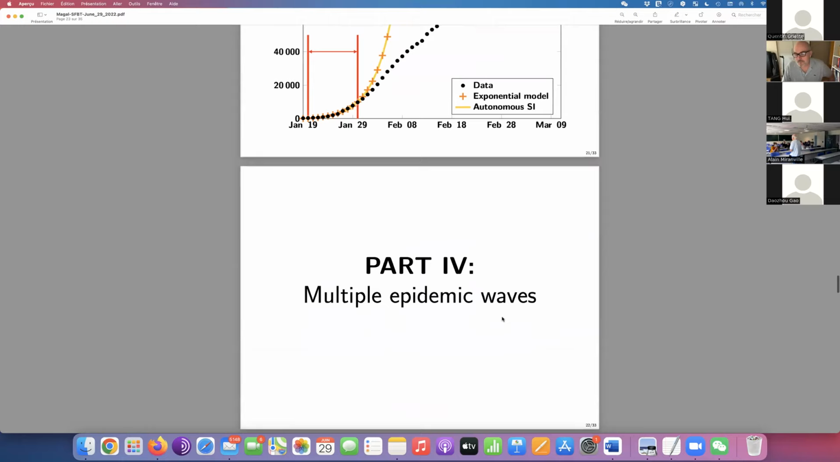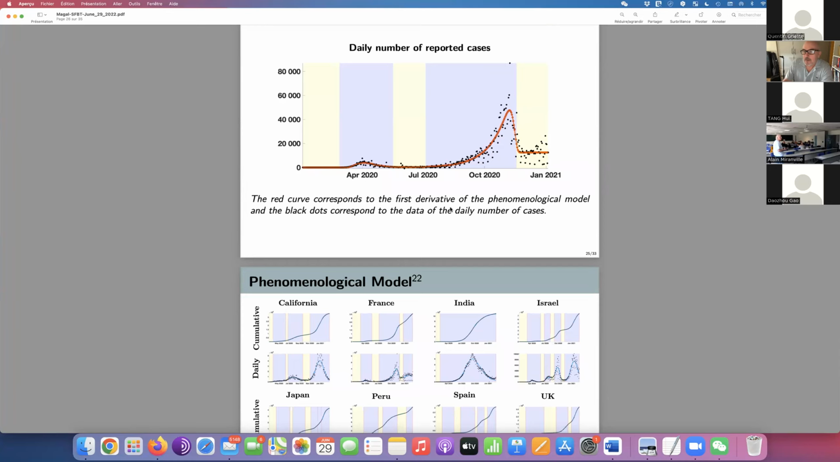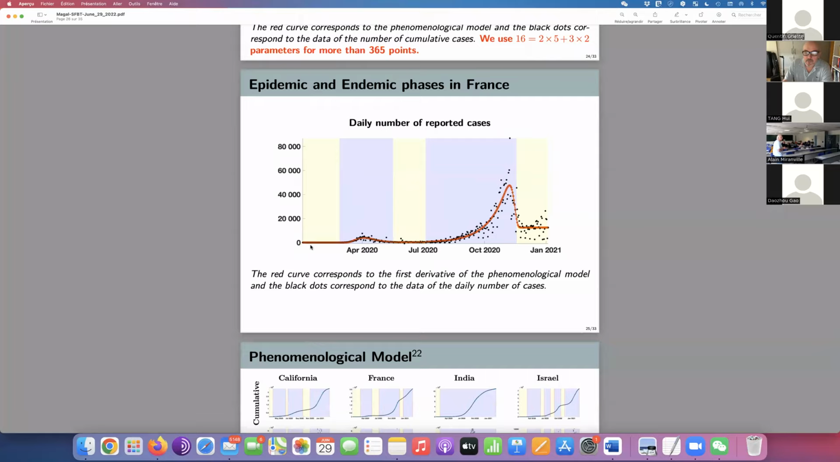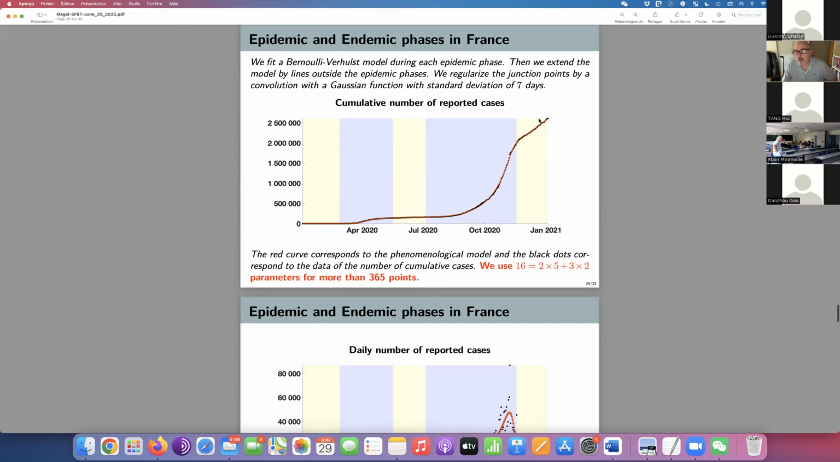That's something I can show you on the data here for France. Of course, at the early stage, nothing. But the point is, you first define the epidemic phase, and the remaining region will be the endemic. So what you do, you fit a Bernoulli-Verhulst model to the cumulative data here. And as you can see, it follows a line. That's our model for the endemic period. It's very surprising that in so many data, it's very much like a line in between the epidemic phases.